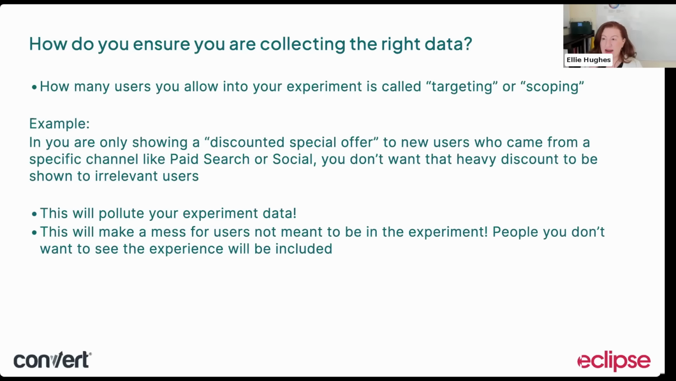How many users you allow into your experiment is called targeting, or scoping, or using an audience. Imagine that you only want to show a really deep discount to specific users who are new and come from paid search or social, and you don't want that heavy discount shown to all users. If you allow all users to see it, it will really pollute your data. You won't get a really good answer, but also all these people who shouldn't be seeing this experience are in the experiment, and you don't want them to have that experience as part of visiting the site. You don't want an existing customer to get a heavy discount because they're already an existing customer, potentially.